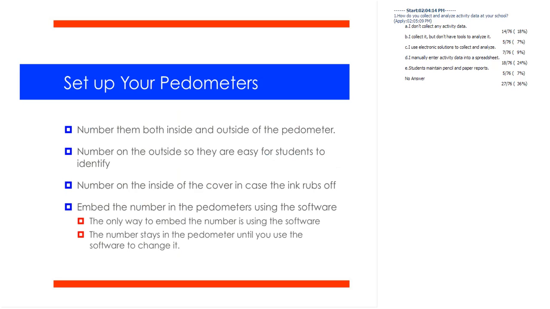The first thing you're going to do is set up your pedometers, and that means you're going to number them physically with a magic marker or some kind of indelible ink pen, both inside and outside. You're going to want the same student to use the same pedometer day in, day out. You'll lose a lot fewer pedometers if you do that, and you'll have some consistency and know, well, maybe that pedometer is not working right, if you see a big change in their activity levels.